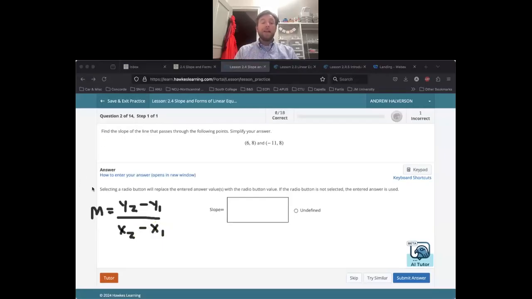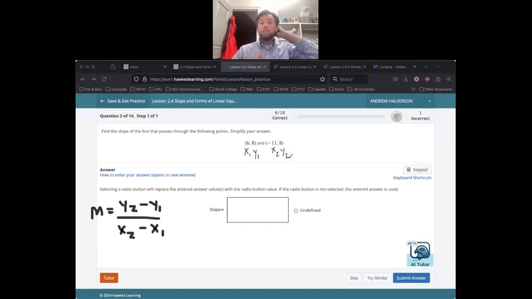Next step, label your values. These are two ordered pairs right there. When they say points, they mean ordered pair. It's the same thing. Remember they're of the form x comma y. This is the first ordered pair, x1, y1. This is the second ordered pair, x2, y2.